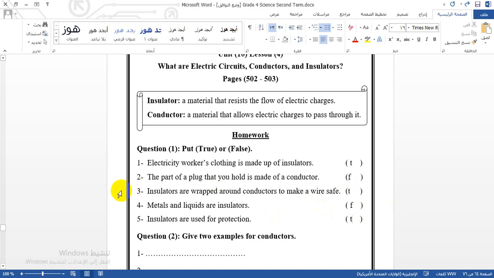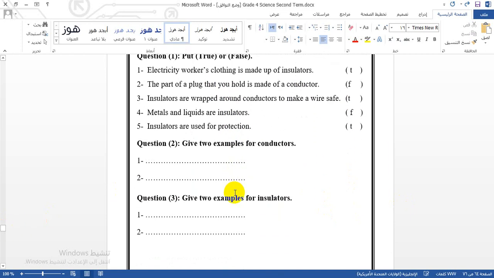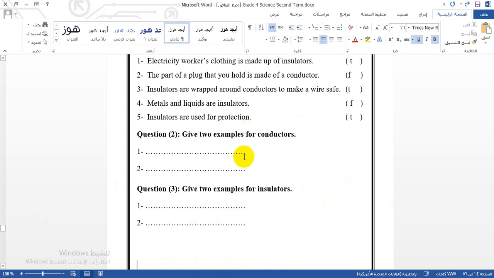The last question now, questions 2 and 3. They ask you to give two examples of conductors. What can we write here? Let me write for you. Conductors like what, guys? Copper. Copper is used in making most of wires.